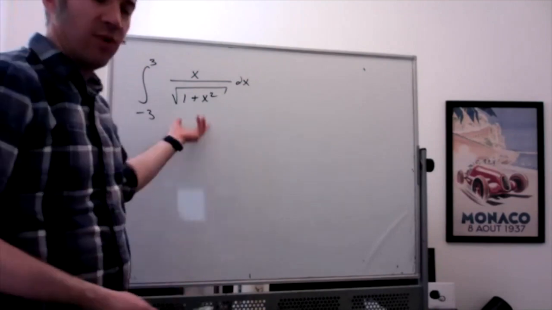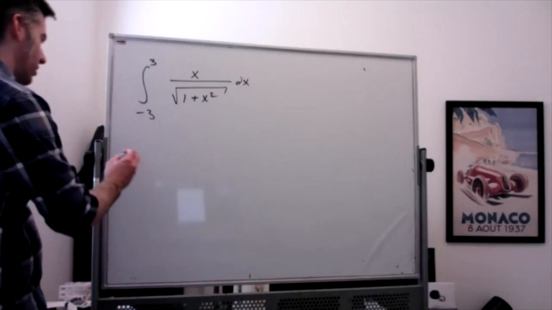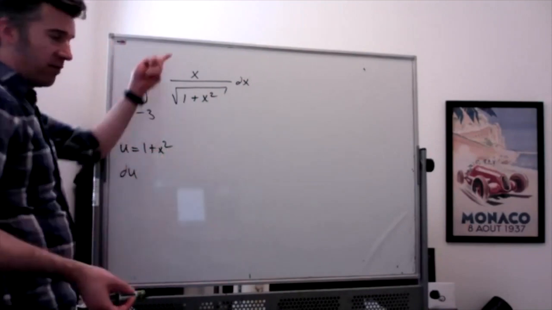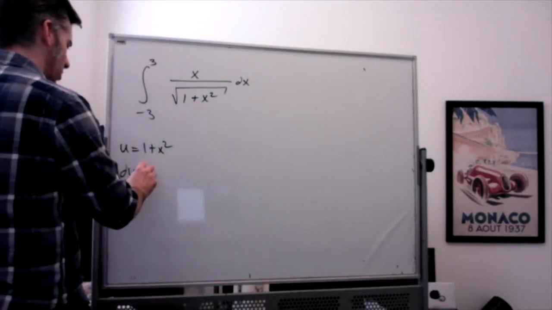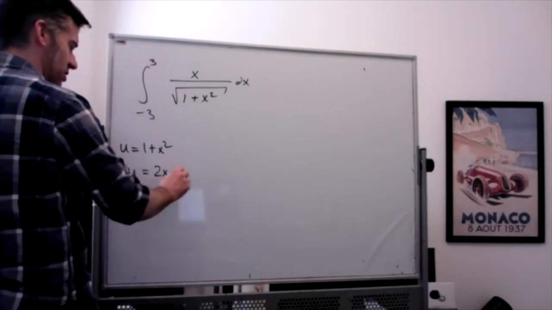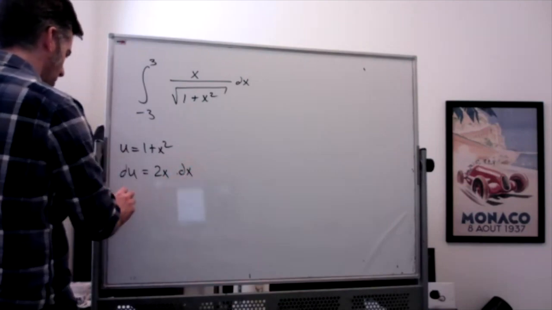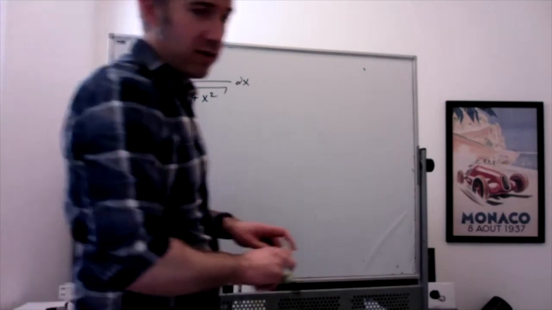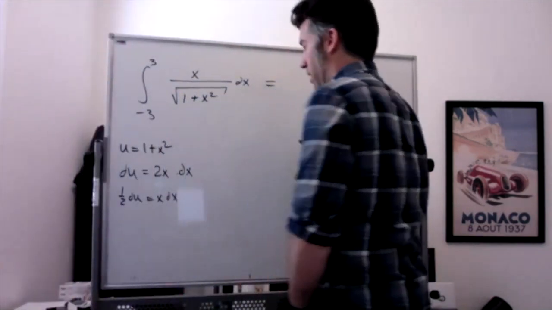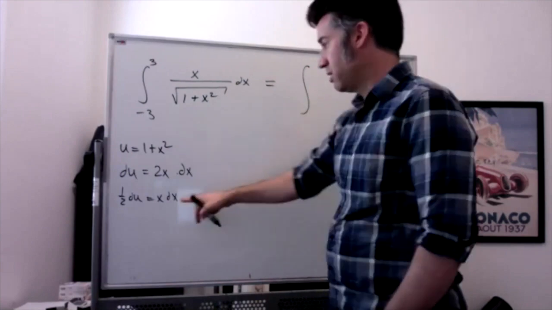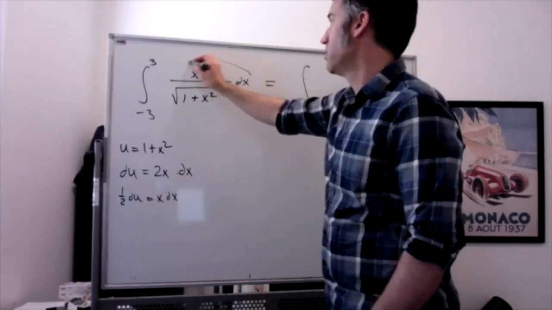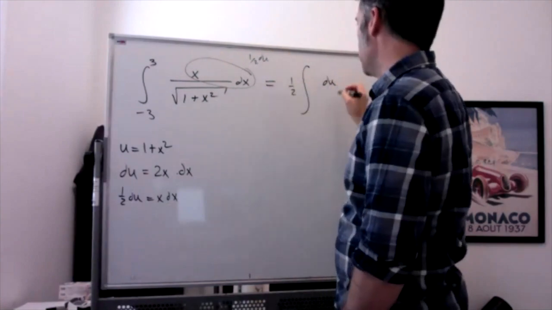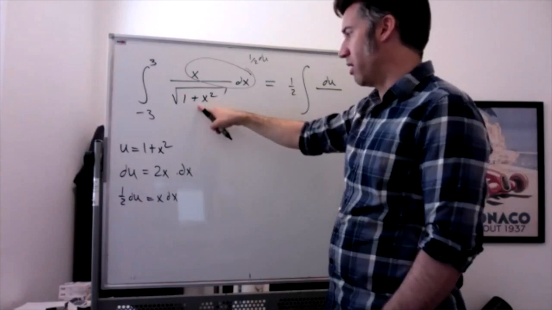Excellent. Yeah. 1 plus x squared. Great choice for u. The reason it's a good choice is because then your derivative is there and it's also the separate stuff. So your derivative is 2x, so your du is 2x times dx. So 1/2 du is equal to x dx. All right, so now I'm going to rewrite the integral. x dx is 1/2 du. So you get the integral of 1/2 du divided by the square root of u.